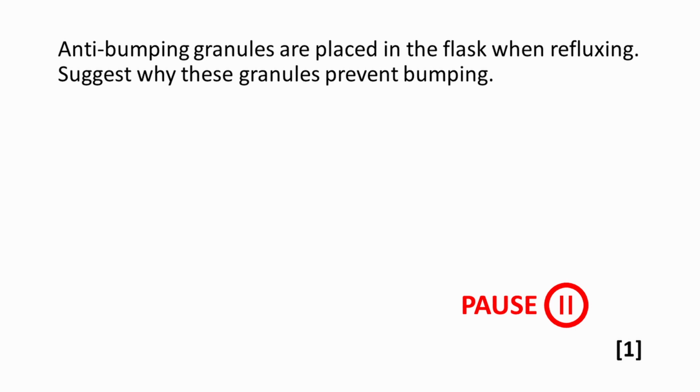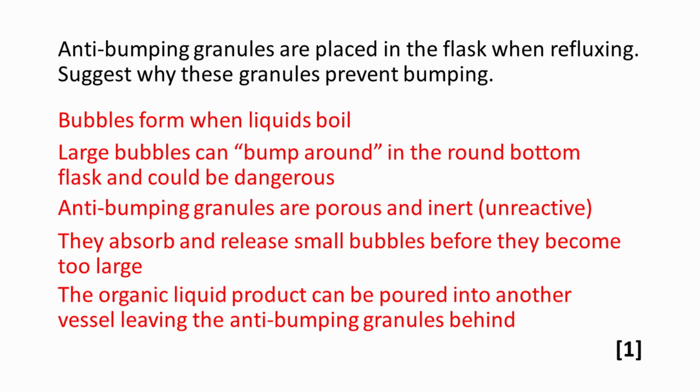Here's the next part of the question. Anti-bumping granules are placed in the flask when refluxing. Suggest why these granules prevent bumping. Bubbles form when liquids boil. Large bubbles can bump around in the round bottom flask, and this could be dangerous. Anti-bumping granules are porous and inert. They absorb and release small bubbles before they become too large.